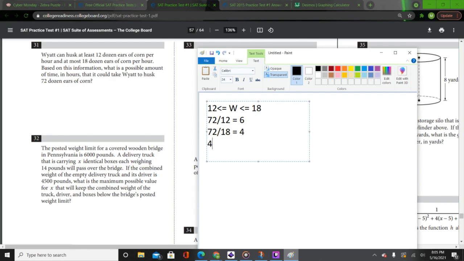4 is less than or equal to hours, which is less than or equal to 6. And yeah, that's our answer. Anything between 4 and 6, inclusive, of course. Yep. That was pretty nice.